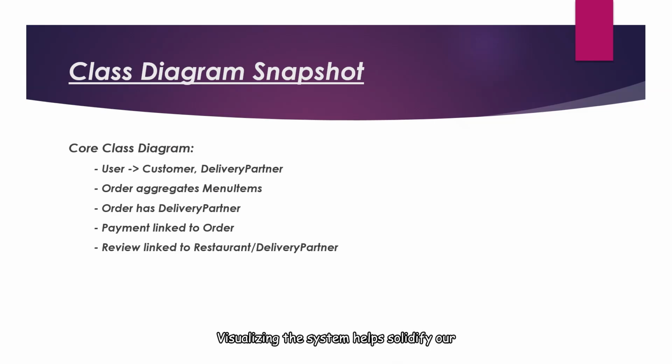Visualizing the system helps solidify our understanding. Here's a simplified view of our class diagram. You can see that customer and delivery partner are specialized versions of user. An order links to multiple menu items and connects to a payment entity. The association lines between classes, such as has-a and uses, help us visualize how the components interact. Remember, diagrams are not just documentation, they are thinking tools that reveal gaps or redundancies in our design early.